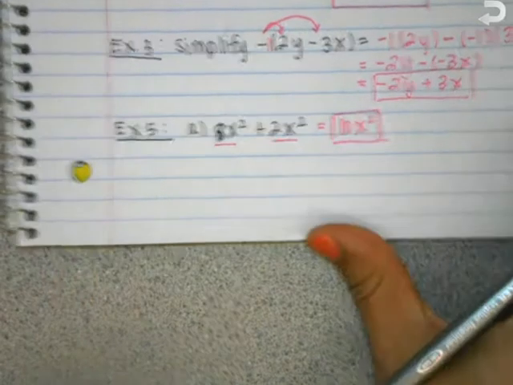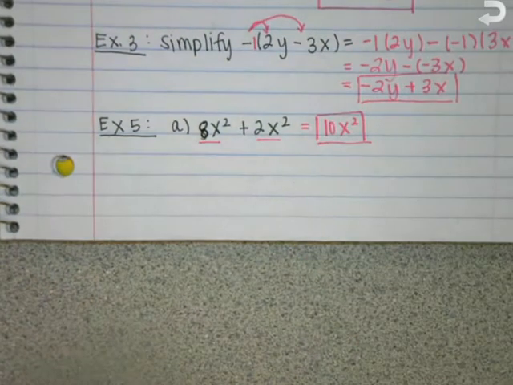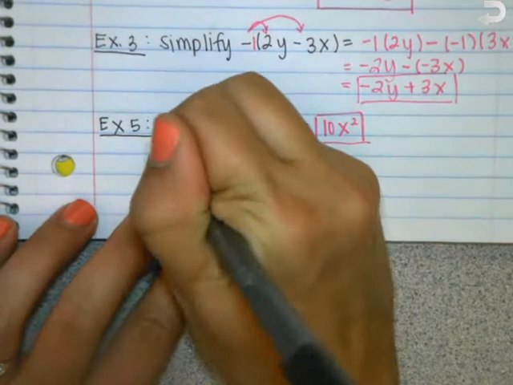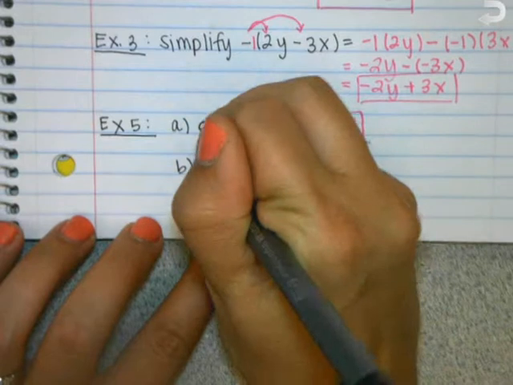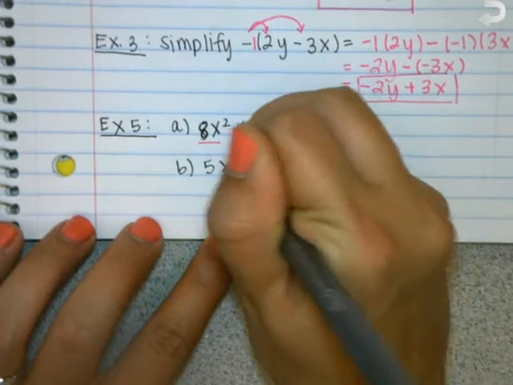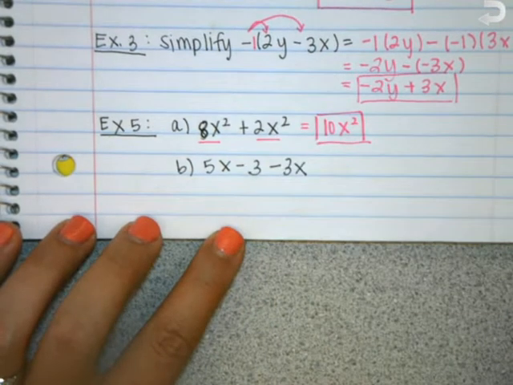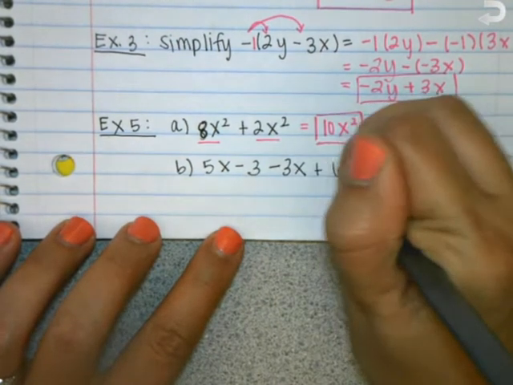What? No, because we're just combining them. We're just adding them together. Exponents don't come out. Show your work. So with exponents, if we are adding, the exponent stays the same. The exponent changes when we multiply. Okay, so that's why we're going to do another example. So part B. Part B. 5x minus 3 minus 3x plus 6y plus 4.